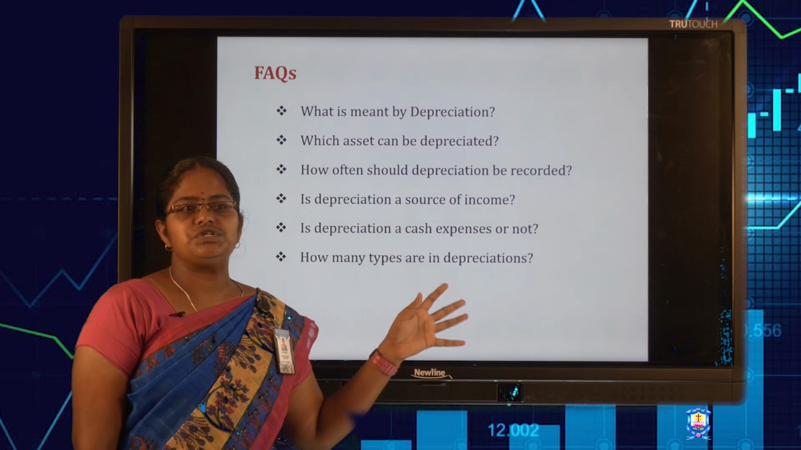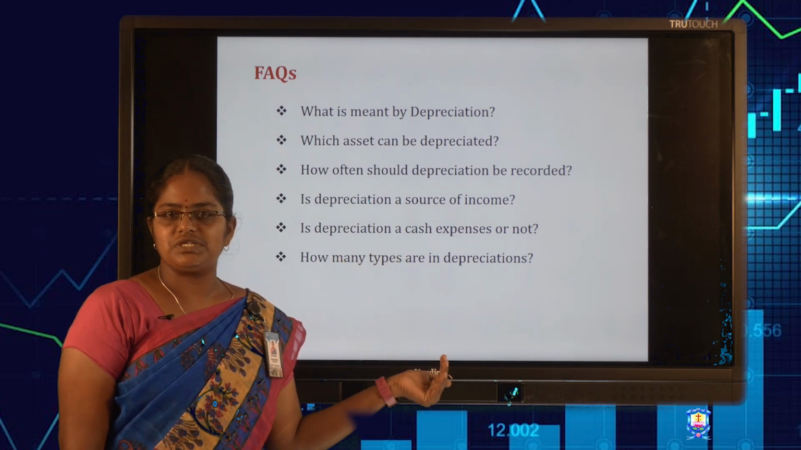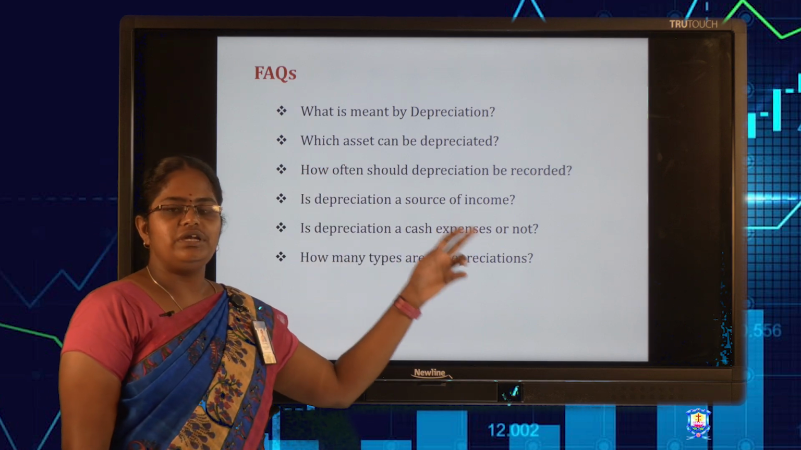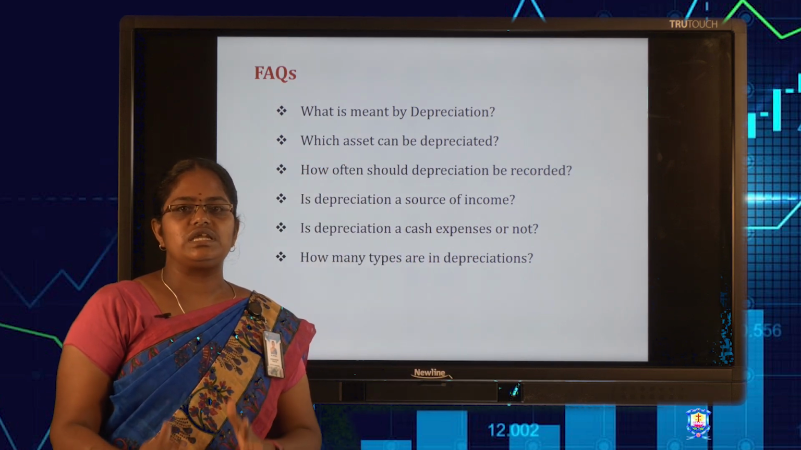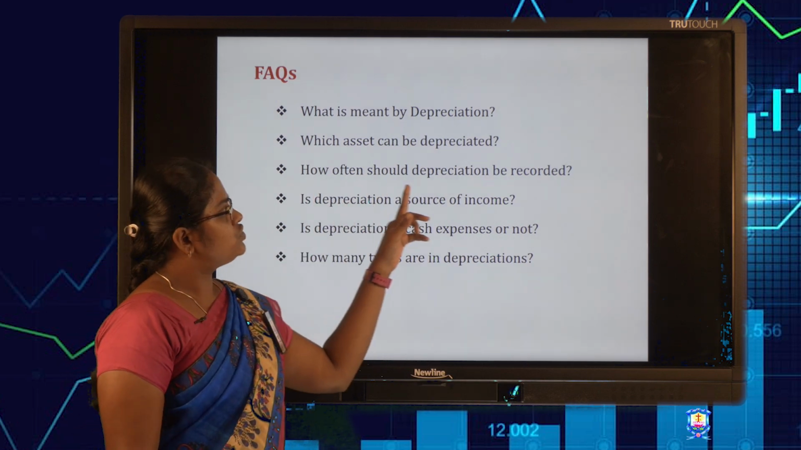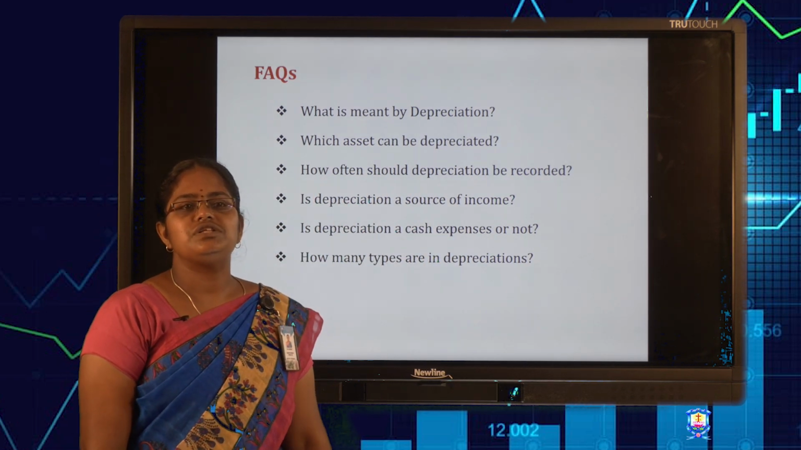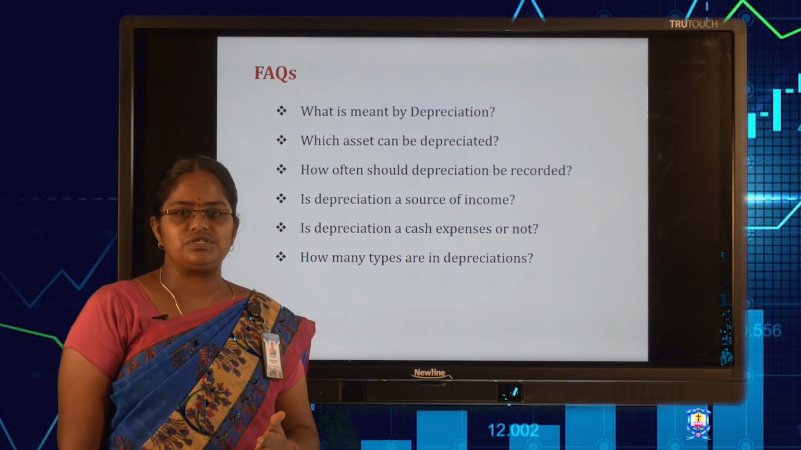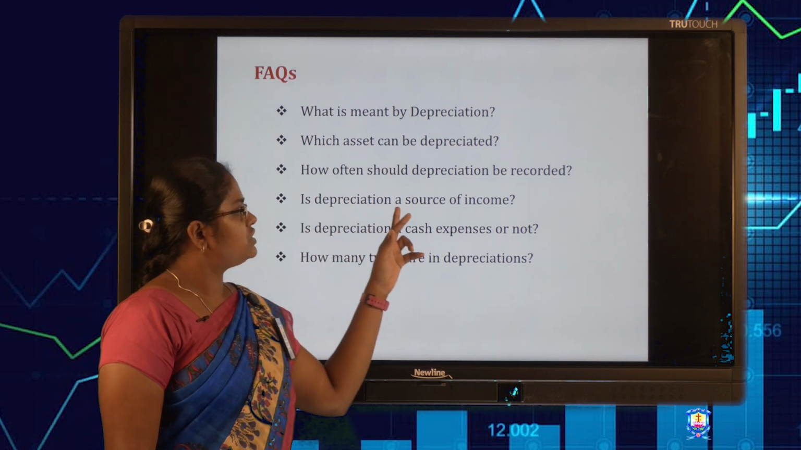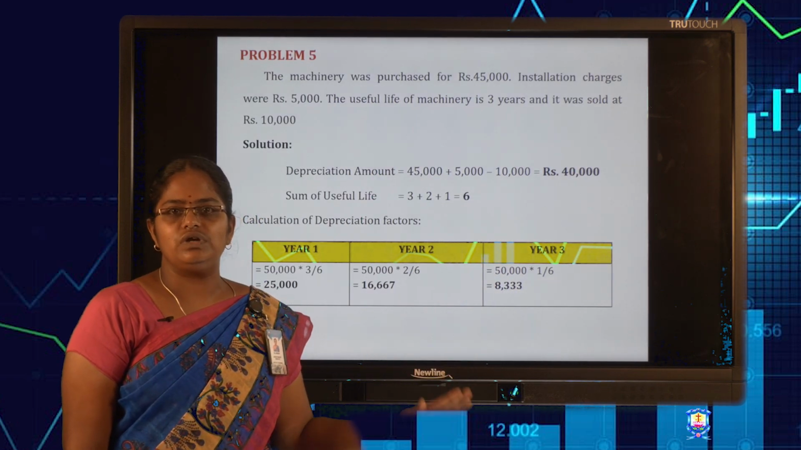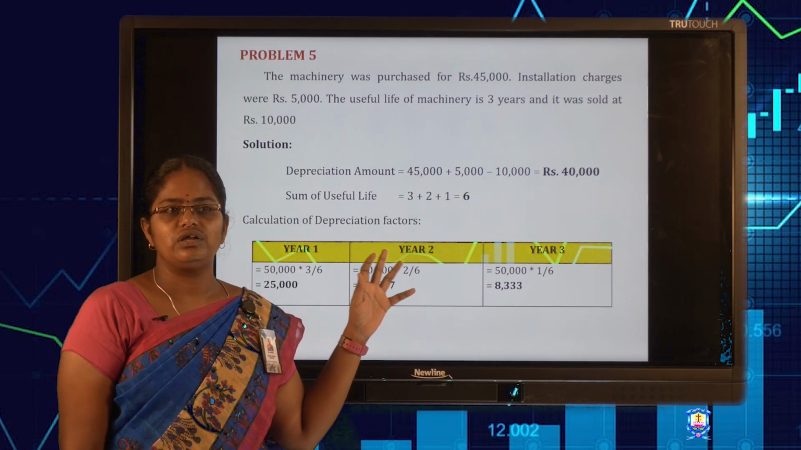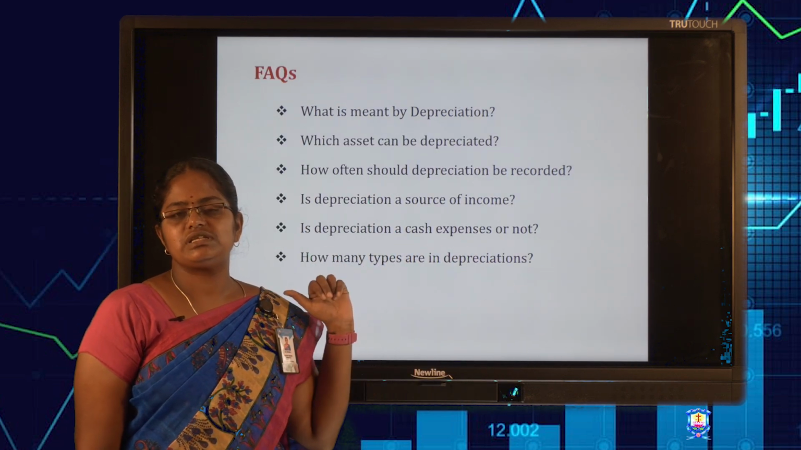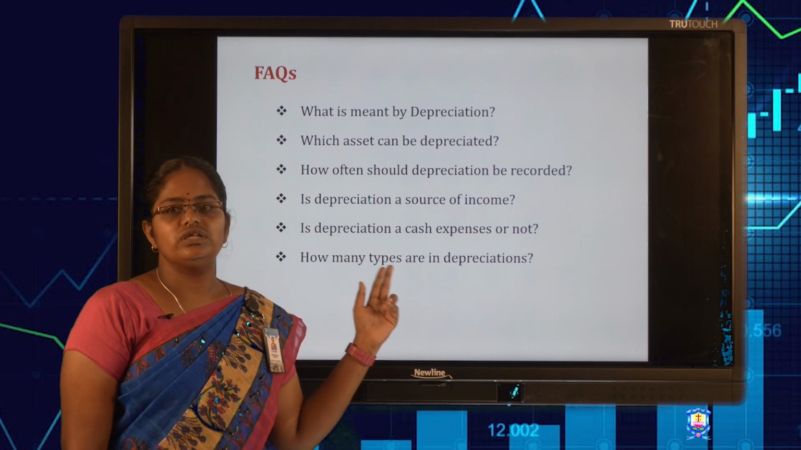These are the frequently asked questions, especially in the depreciation chapter. What is meant by depreciation? Which asset can be depreciated? Only fixed assets can be depreciated. How often should depreciation be calculated? In financial accounts, we calculate the depreciation at the end of the year. Is depreciation a source of income? No, absolutely not. This is an expense or considered as a loss. Is depreciation a cash expense or not? In the previous slide, I already told that it is a non-cash expense.